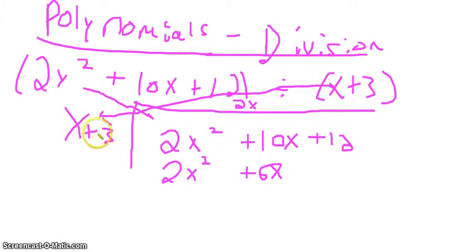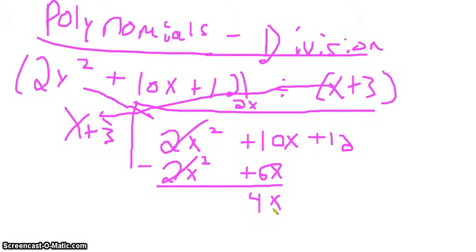And if this was more than a binomial, then I would have to use all 3 of these inside, but I only really need to use 2 because x plus 3 is a binomial, 2 terms. And then what I want to do is subtract this from this, and this will cancel out. Your objective is to get this to cancel out ultimately. And, well, 10 minus 6, that's just 4x.